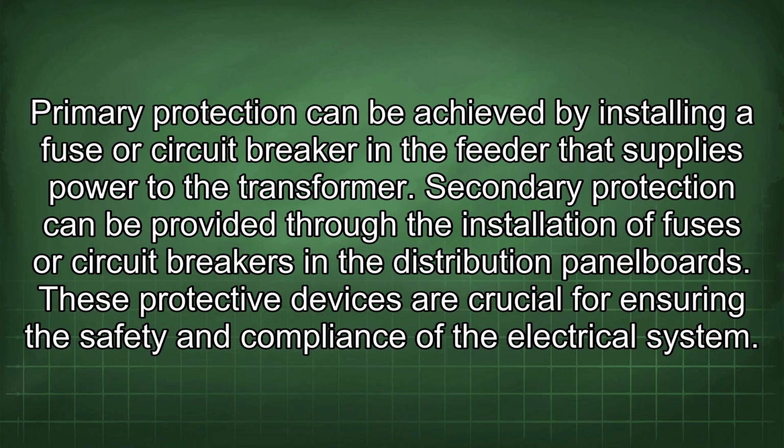Primary protection can be achieved by installing a fuse or circuit breaker in the feeder that supplies power to the transformer. Secondary protection can be provided through the installation of fuses or circuit breakers in the distribution panel boards. These protective devices are crucial for ensuring the safety and compliance of the electrical system.